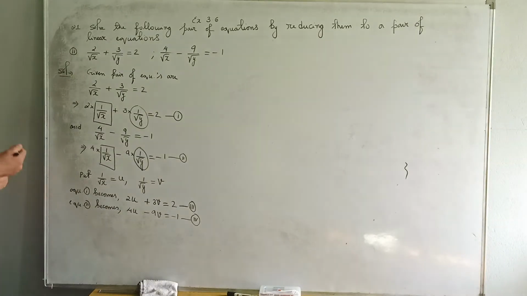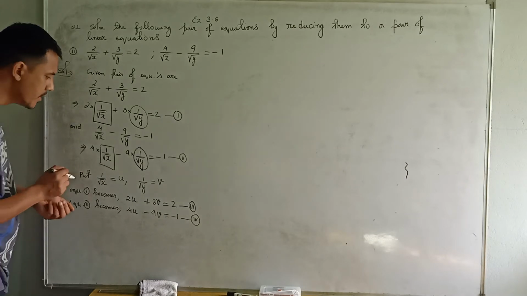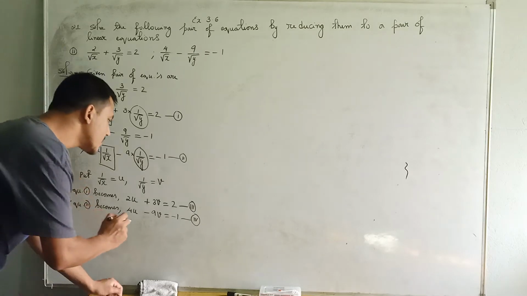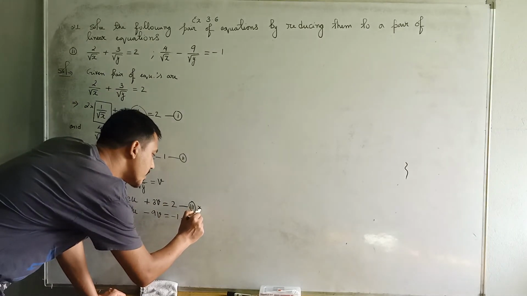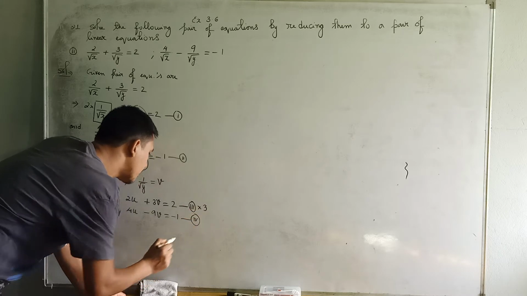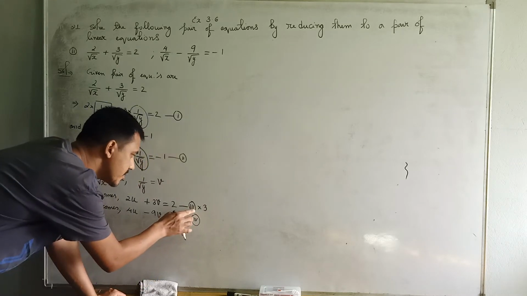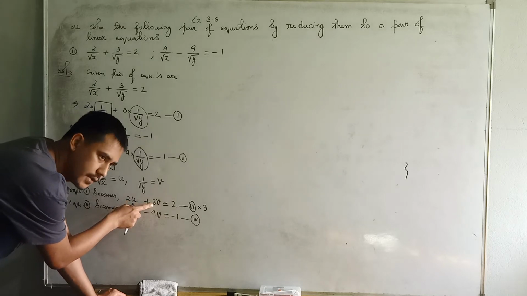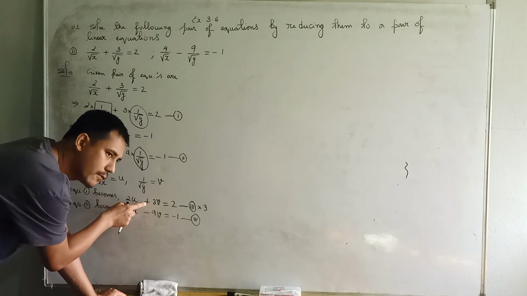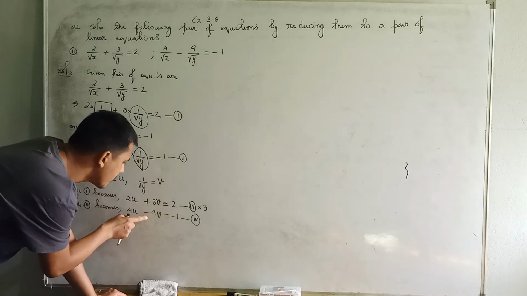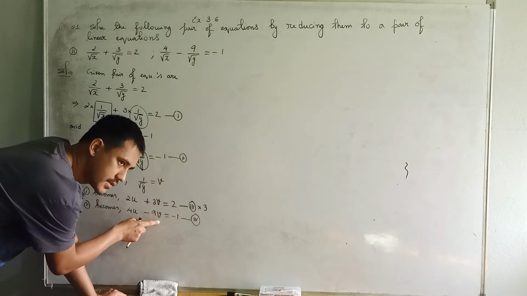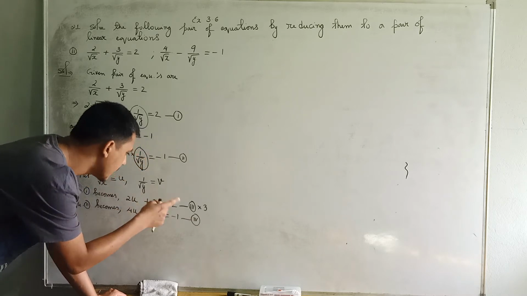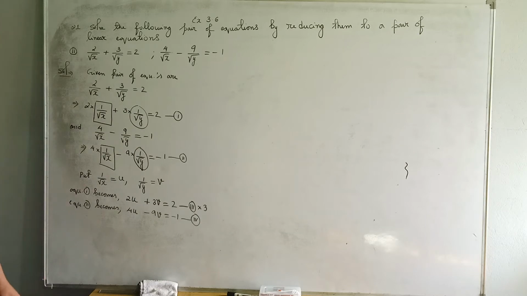Here I want to try by elimination. So I have to make the coefficient of one of the variables equal. Can I do it like this? I'm going to multiply equation 3 by 3. If I multiply equation 3 by 3, this becomes positive 9v, and in the other equation we have negative 9v. Is it okay? Opposite signs, so I can add equation 3 and 4.